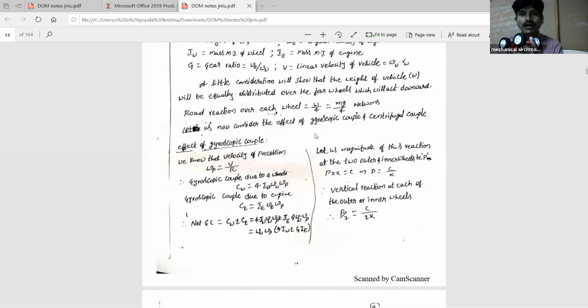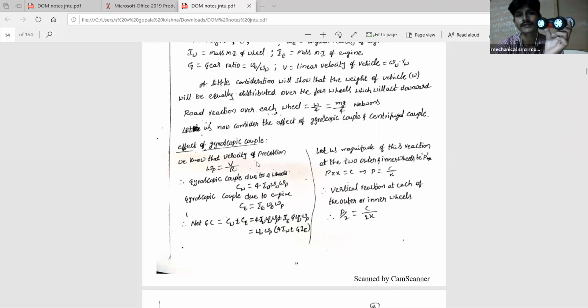Let us now consider the effect of gyroscopic couple and centrifugal couple. Earlier we only calculated the gyroscopic couple effect. But when we take road vehicles, two effects are there: the gyroscopic couple effect and the centrifugal couple effect. First we will consider the gyroscopic couple effect.